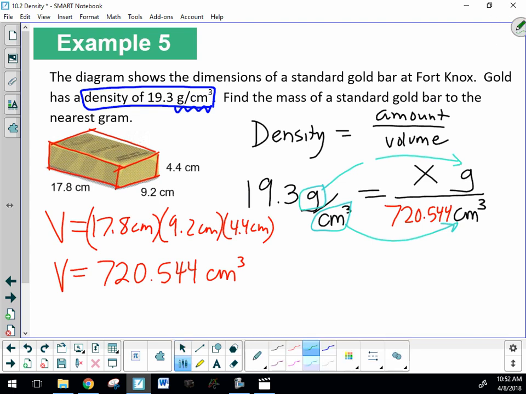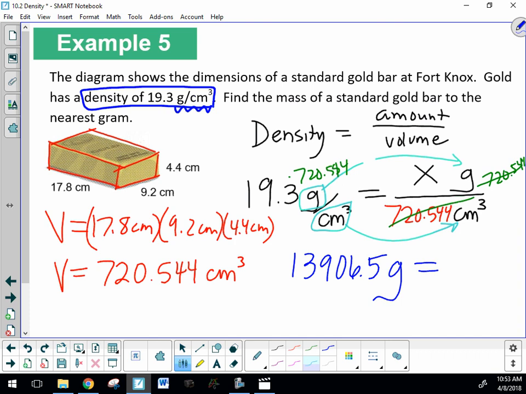Okay, and we're trying to solve for x, so we times both sides of our equation by that 720. And that tells us that we have a mass of 13,906.5 grams. I think when I calculated that earlier, it was about 6 pounds, but I could be misremembering.